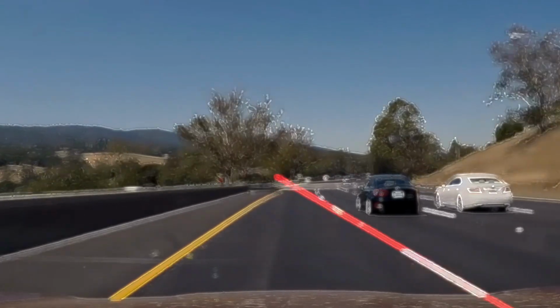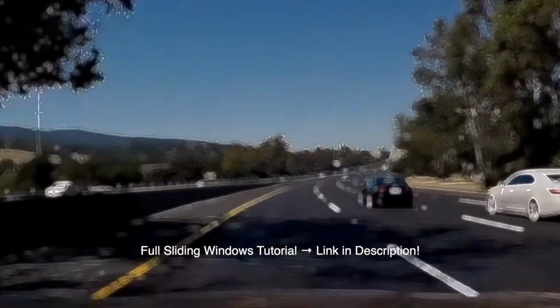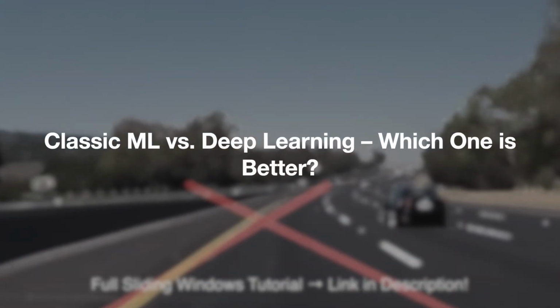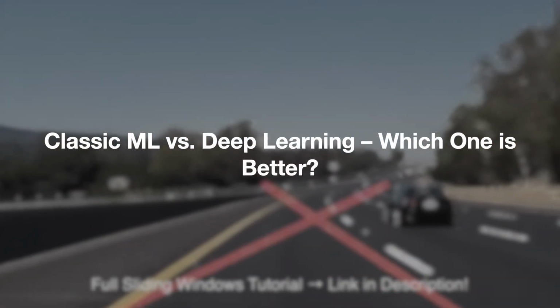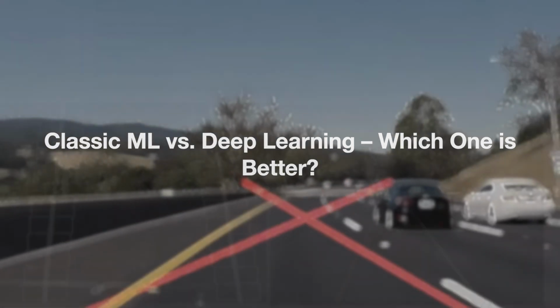We have already covered sliding windows for lane detection and the link is in the description. But is it really the best way to detect lanes? Today, we'll compare it with SCNN and see when deep learning is worth it.